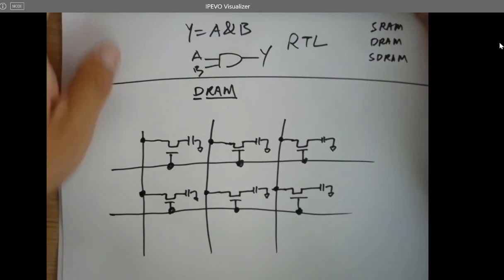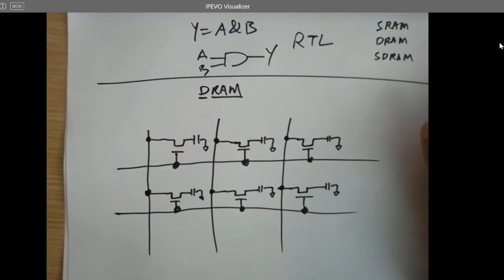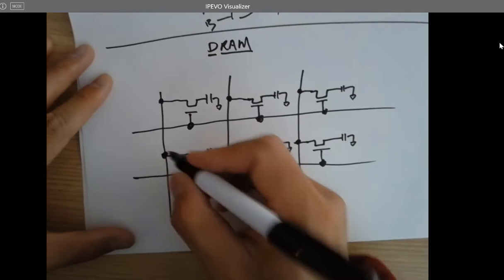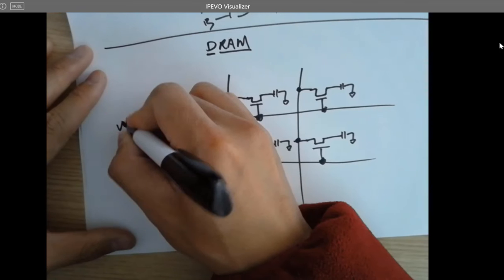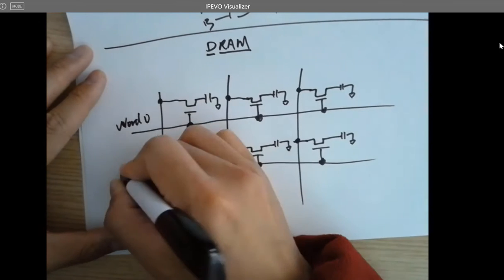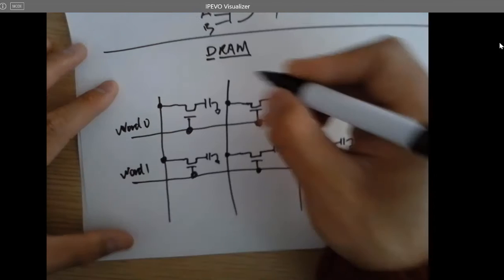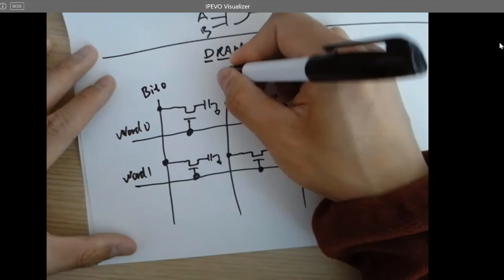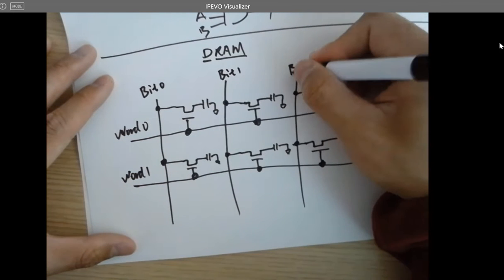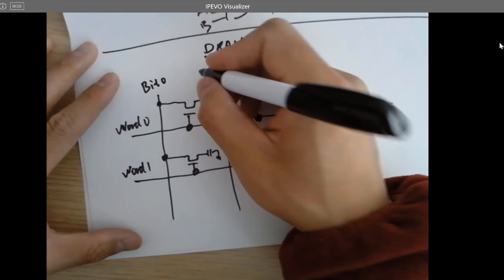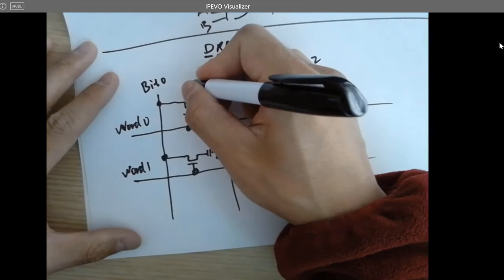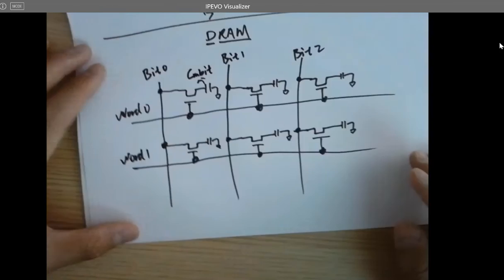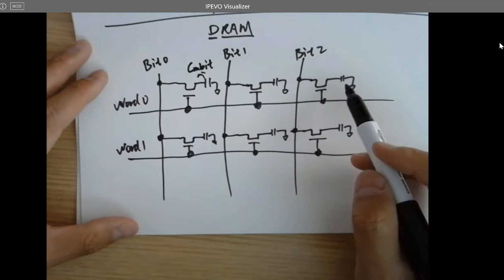And first, you need to know why it's called DRAM. What's the difference? Why is it called dynamic, not static? So that's the bit line, that's bit 0, bit 1, bit 2, and all these little capacitors are the capacitor of the memory bit. They're all the same, they're all the memory cells.